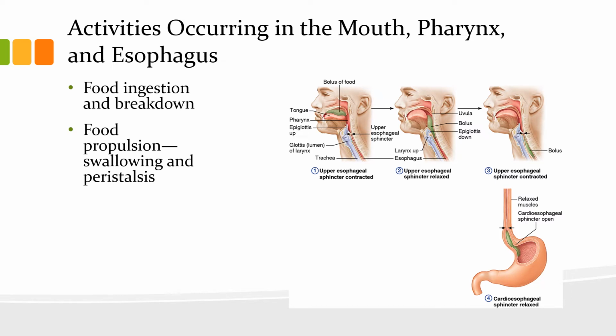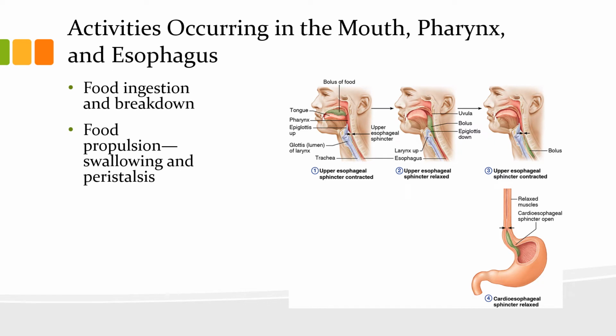So in this image, number one, with the upper esophageal sphincter contracted or closed, the tongue pushes the food bolus posteriorly and against the soft palate. The soft palate rises to close off the nasal passages as the bolus enters the pharynx. The larynx rises so that the epiglottis covers the trachea as peristalsis carries the food through the pharynx and into the esophagus. The upper esophageal sphincter relaxes to allow food entry.